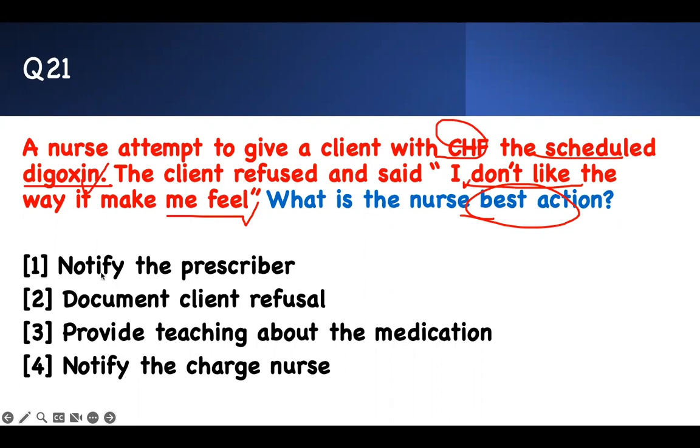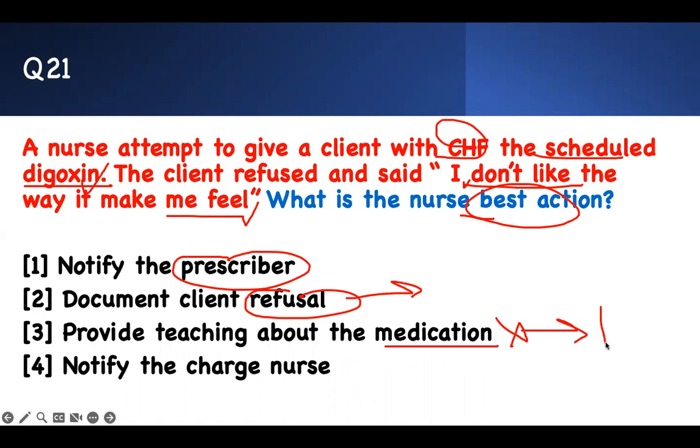What should you do? Notify the prescriber. What is he going to do? Come and convince the patient? Document the refusal? You have time to do something else. Provide teaching about the medication. Yeah, give them teaching. Say, Mr. So-and-so, this is why you're taking this medication. If you don't take it, this is what will happen. If they refuse again, then you go and document. But for now, yeah.